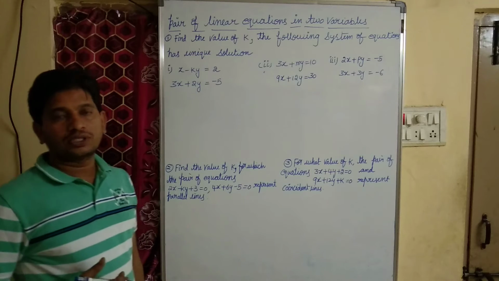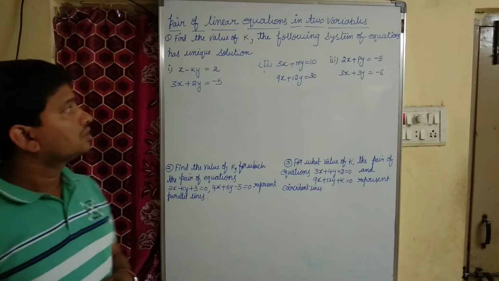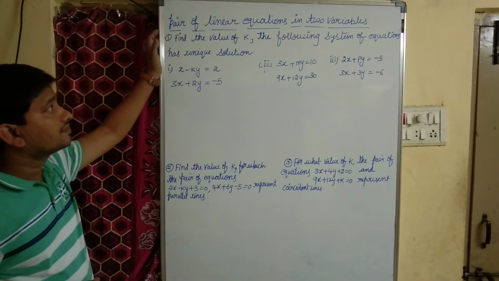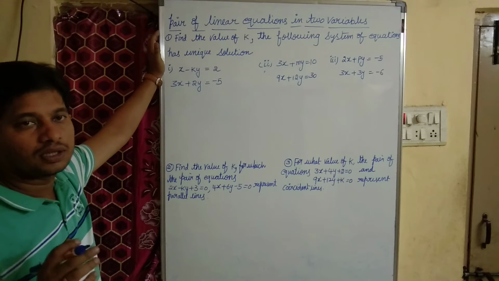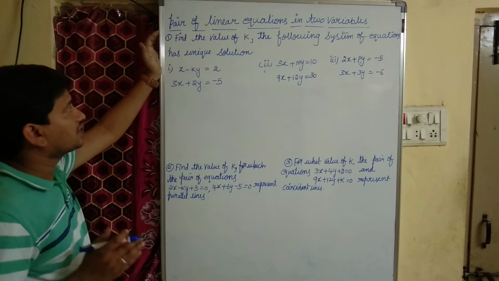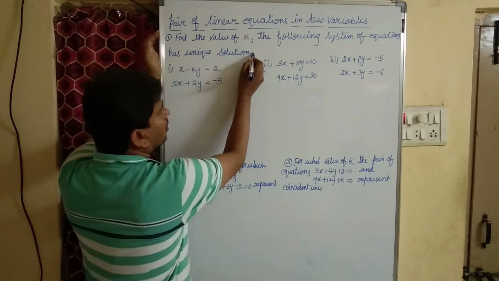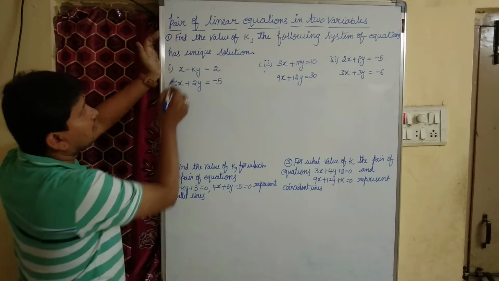Today's session is about pair of linear equations in two variables, the most important questions given in previous year public examinations. Method number 1 is to find the value of k. The following system of equations has a unique solution. Okay, the condition is what?